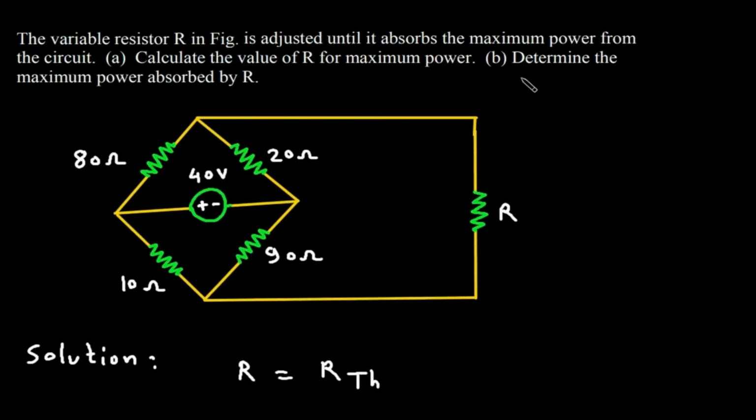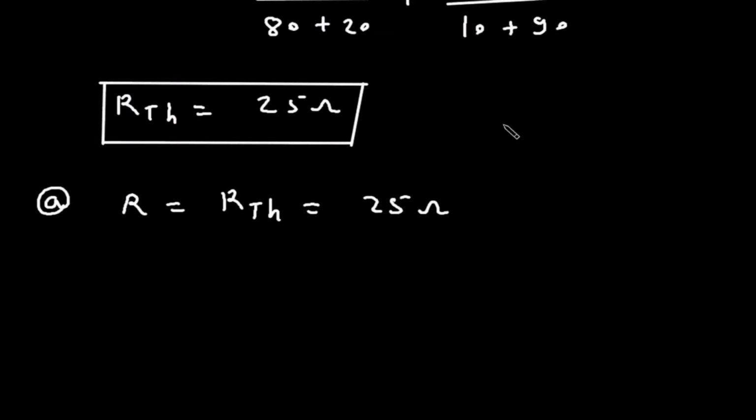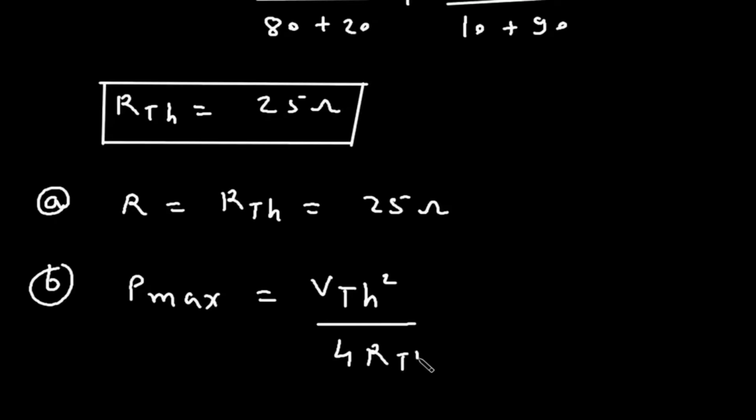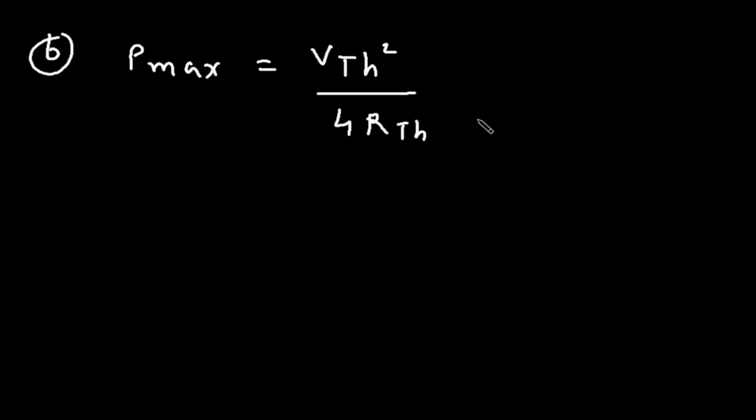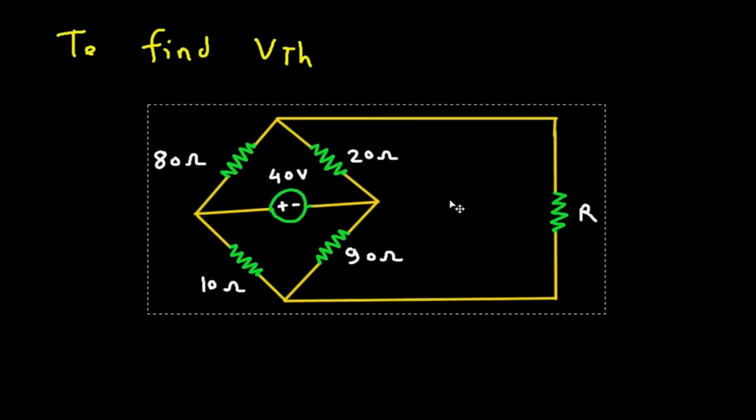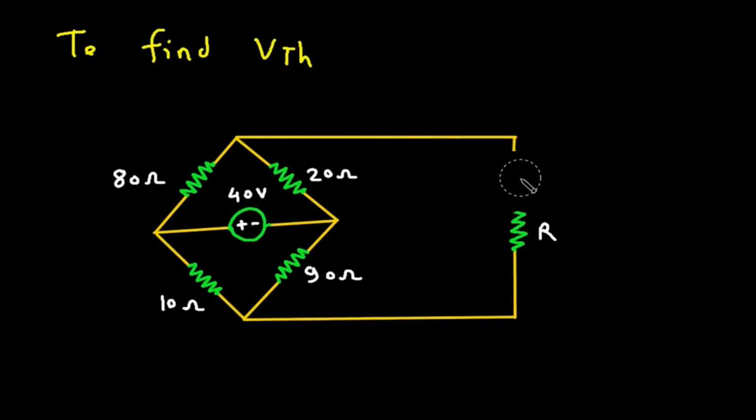For B, determine the maximum power absorbed by R. So this is our B. Pmax is equal to VTH square by 4 RTH. We have the value of RTH but we don't have the value of VTH. So to find VTH, here this will be VTH across this resistor R. This will be positive, this will be negative.